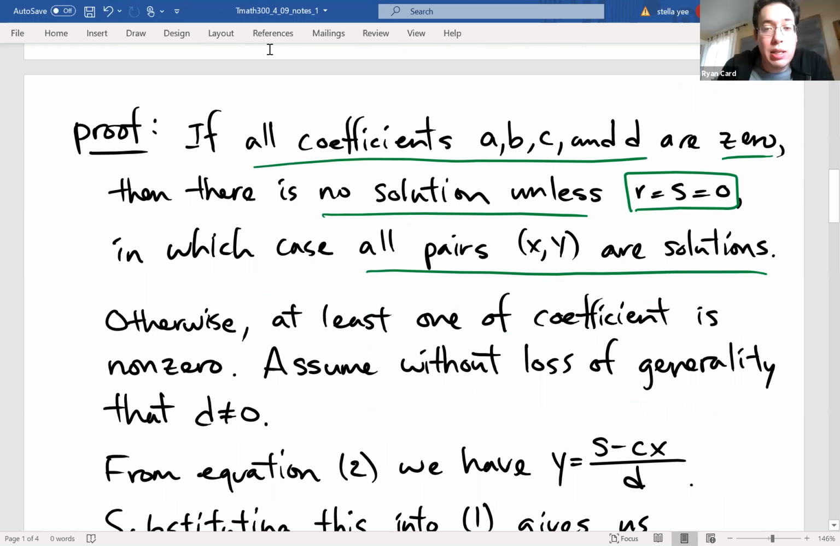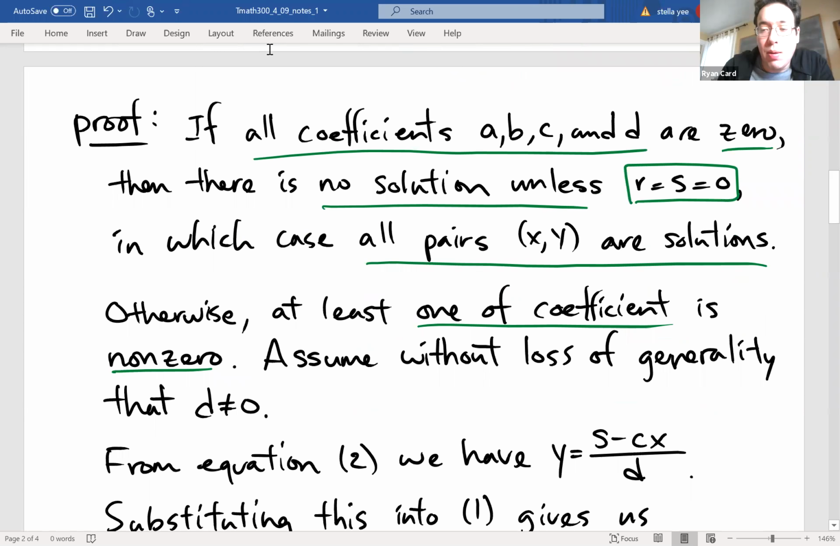But if that's not the case, if not everything is equal to 0, then that means there's at least one coefficient that is non-zero. It could be a, b, c, or d.